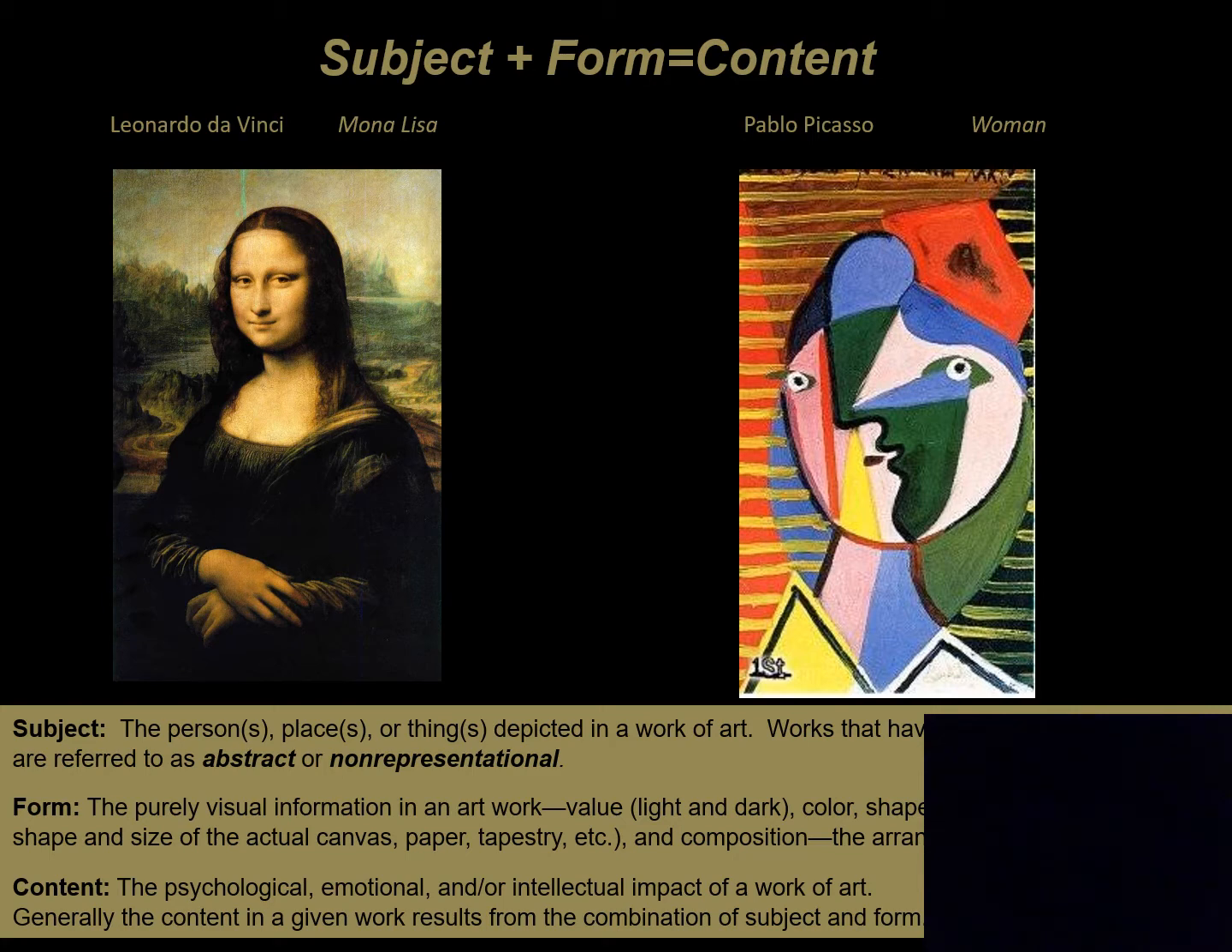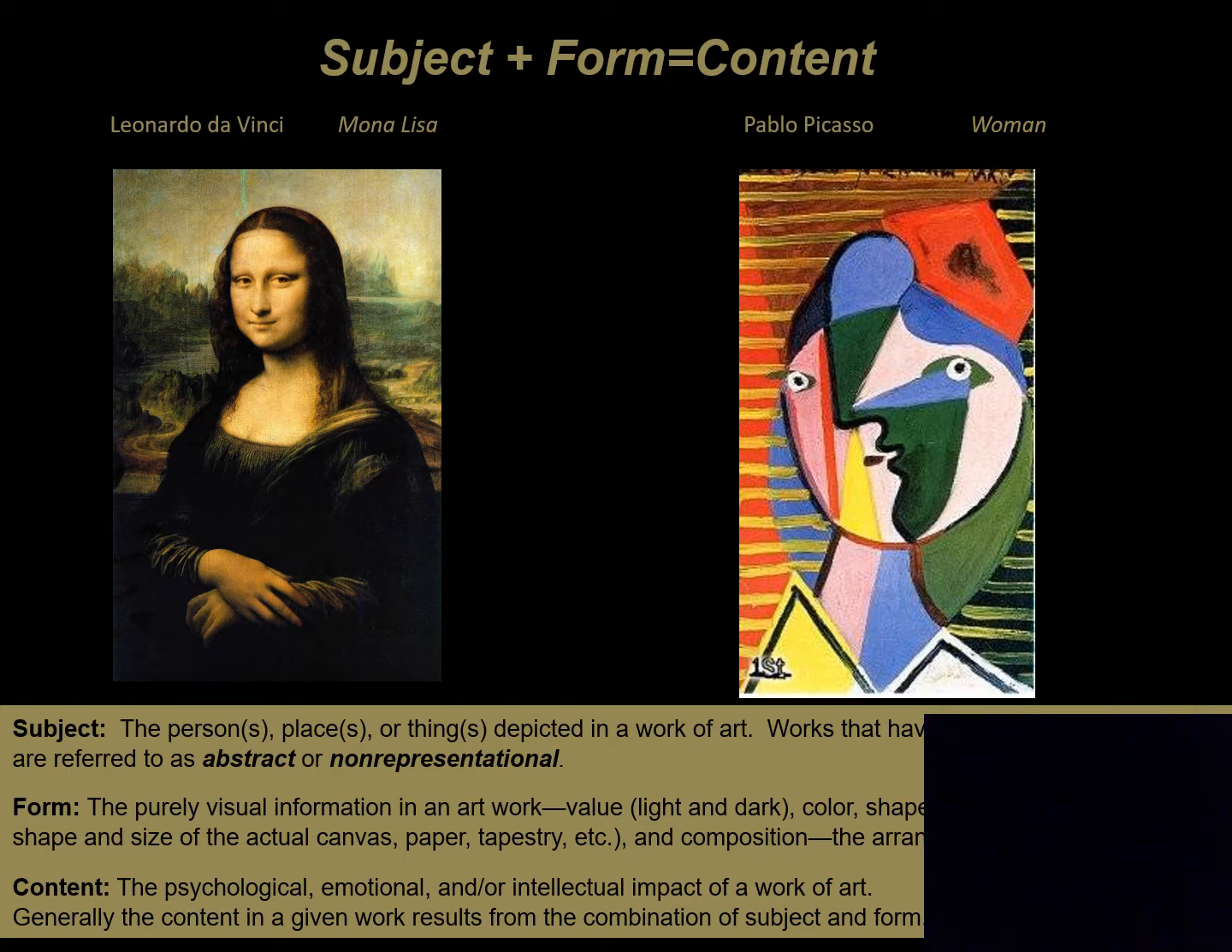Form in art is the purely visual information, and this is what makes these two paintings different. Even though the subject is the same, they're both paintings of a young woman. They look different, and the way they look different is due to the form, which is the purely visual information in a work of art. Color, value, shape, texture, line, composition.